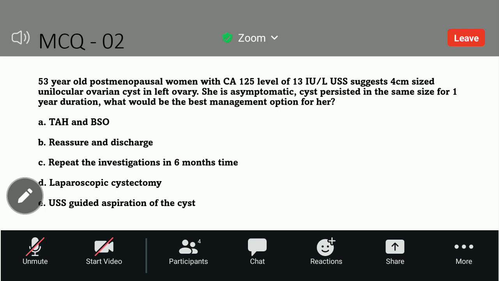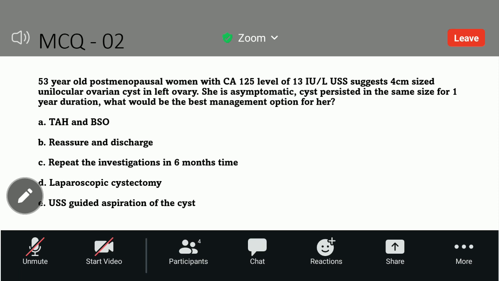There's one thing you have to know. Whatever they tell, 4 centimeter size, persisting for 1 year. That's what I told earlier: whatever the size, it has to resolve within 3 months if you are watching to reassure the patient. But here they have told that though the features are towards benign and she is asymptomatic, the cyst is persisting for more than 1 year. So what we can do, this is a benign condition, but since it is persisting, we can go for removal of the tumor. After removing, we can send it for biopsy and have a look whether it is benign or malignant.